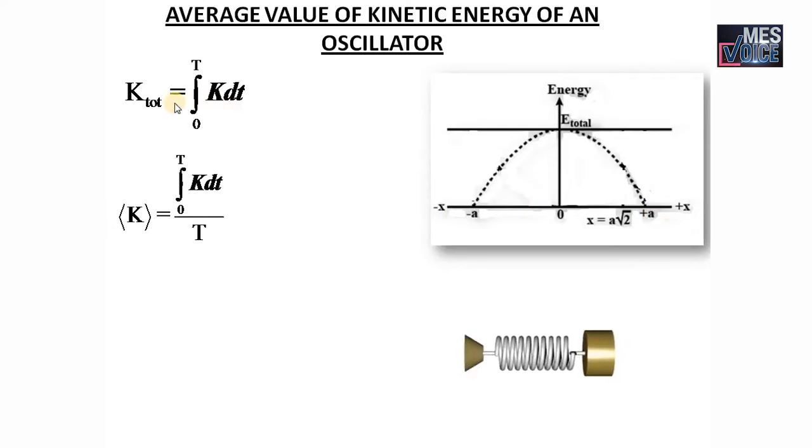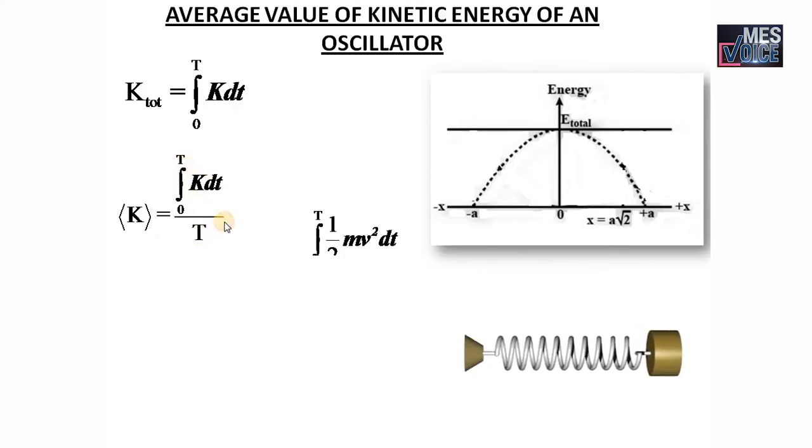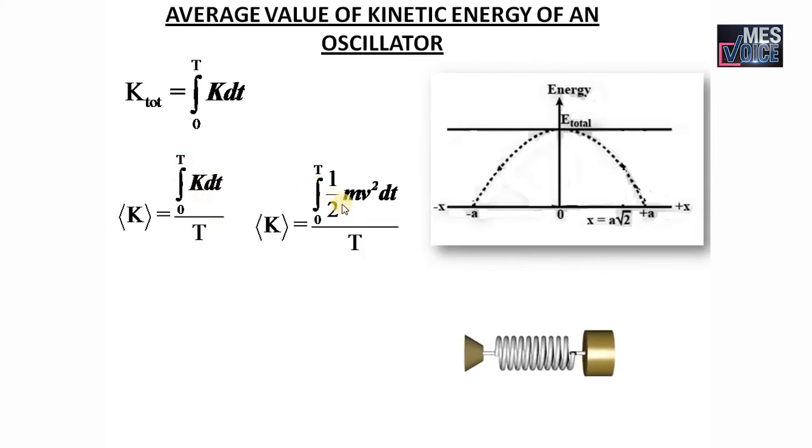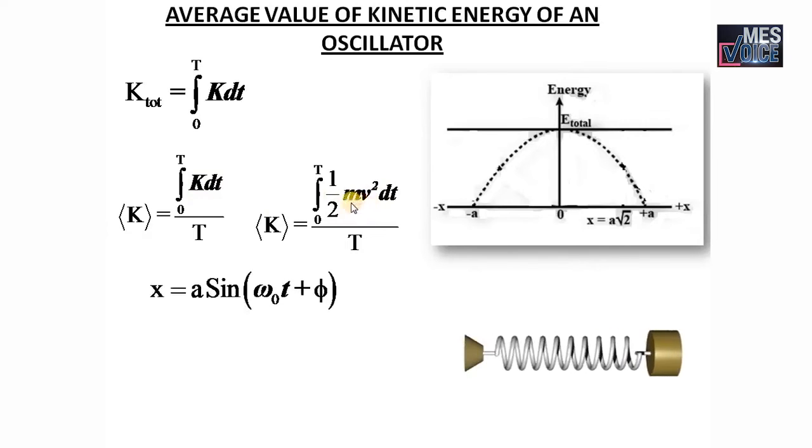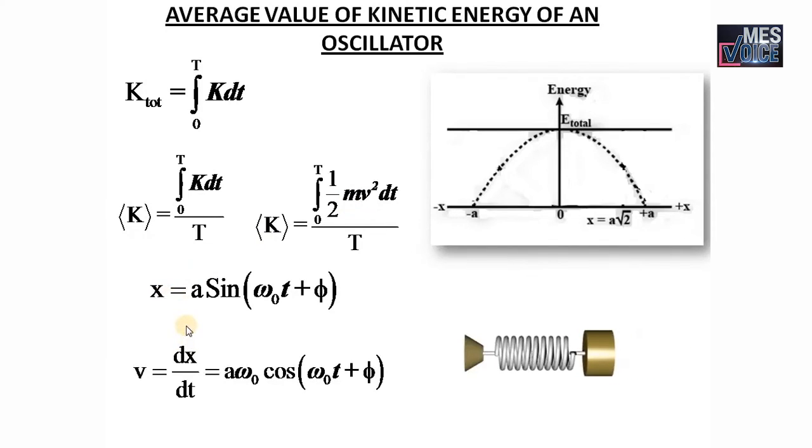Okay, so proceed. Then what we'll do, in order to find the average value, we will divide the total kinetic energy by the total time T. And kinetic energy obviously is 1/2 mv². So we have to find v here, because you know x. What is x? x is A sin(ω0t + φ). So by simple differentiation of x with respect to time, you can get velocity, that is Aω0 cos(ω0t + φ). It is obtained by mere differentiation of x.